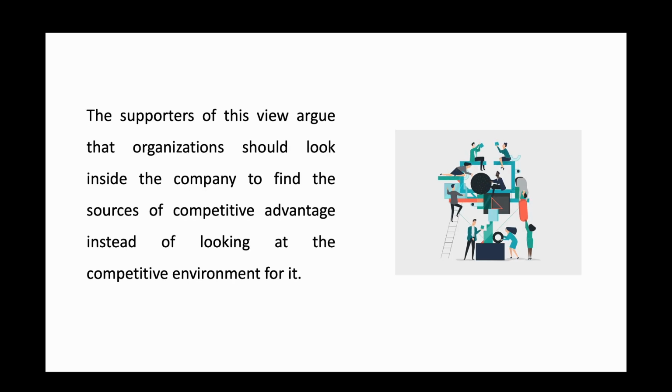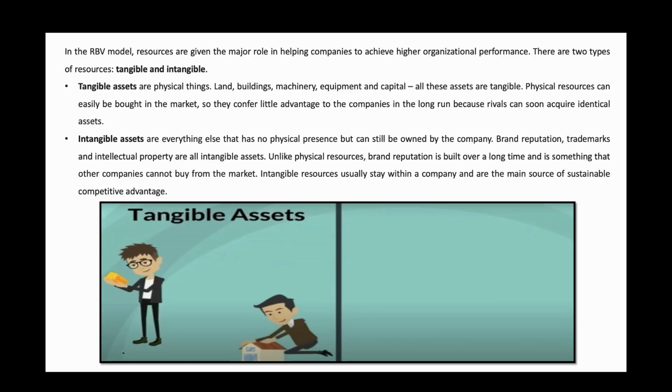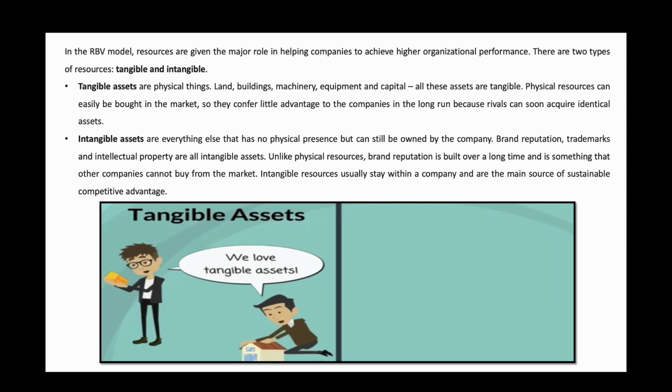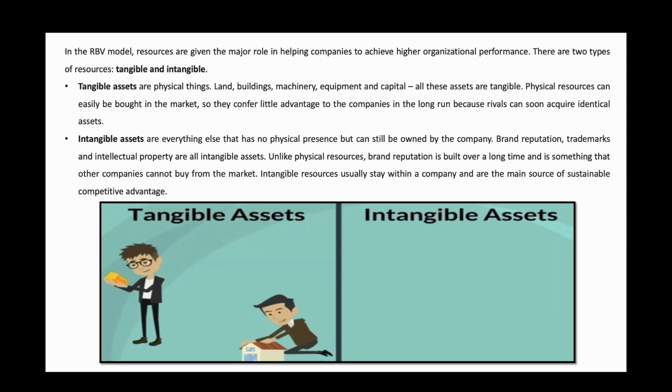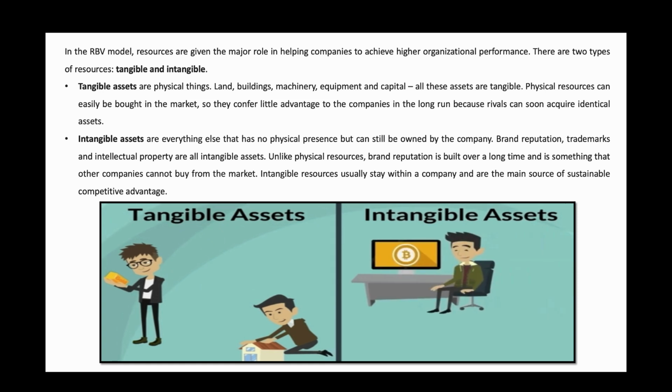The supporters of this view argue that organizations should look inside the company to find the sources of competitive advantage instead of looking at the competitive environment for it. In the RBV model, resources are given the major role in helping companies to achieve higher organizational performance. There are two types of resources, tangible and intangible.